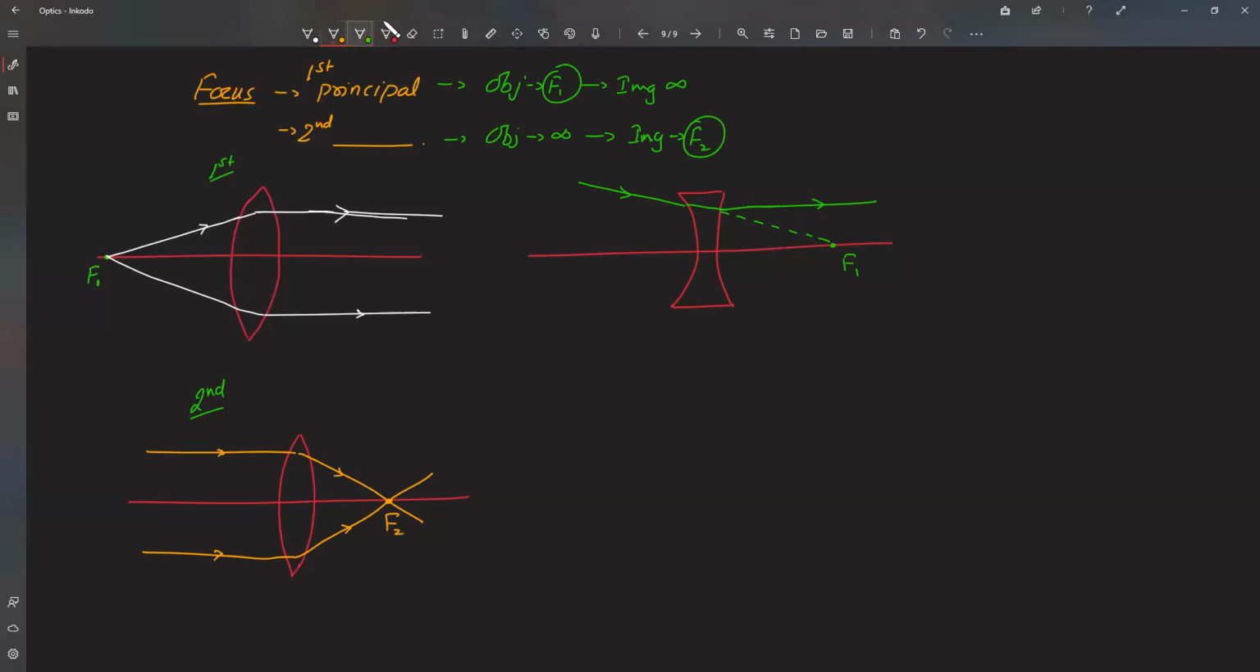Okay, and what about the second case? The same thing, that is the case of a concave mirror. Here also you'll get the same thing, that is, the incident light rays will be parallel. That means they are coming from infinity. But what will happen to these light rays?